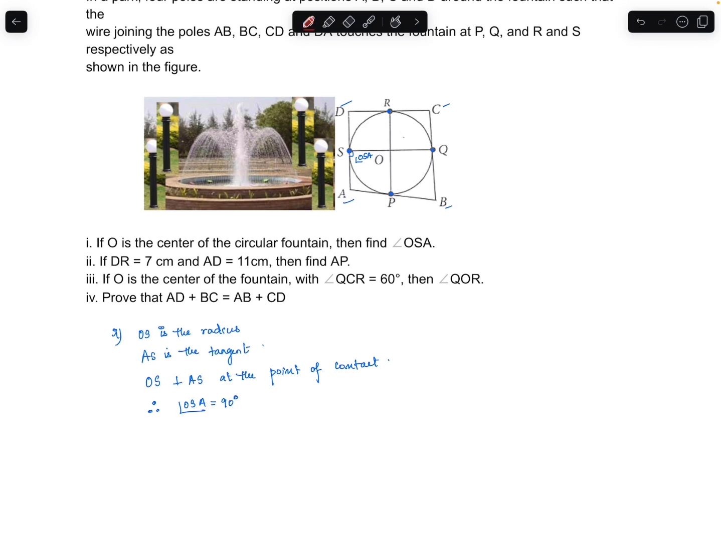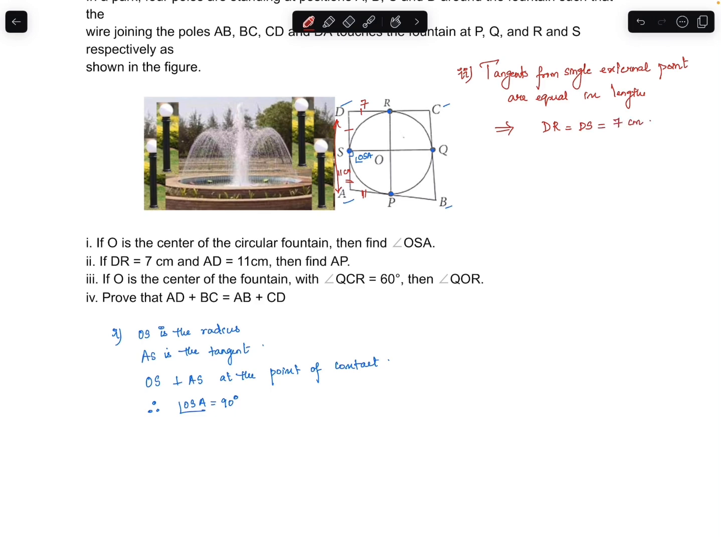Question 2. If DR is equal to 7 centimeter and AD is equal to 11 centimeter, then find AP. Tangents from a single external point are equal in length. By this property, DR is equal to DS. DR is given as 7 centimeter, therefore DS is also equal to 7 centimeter.